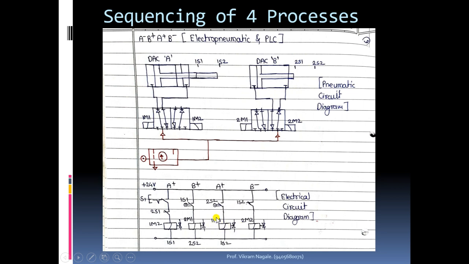1M1 coil de-energize होते fourth process start झाल्यावर, and whenever this process is ending at B minus, that means at 2s1 काय होणार आहे, obviously, yes, 2s1 will get pressed, and here this contact will get closed and supply will be given to 1M2 coil. And obviously the system will go for the next cycle.